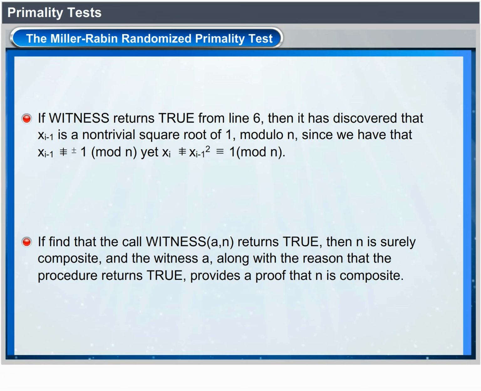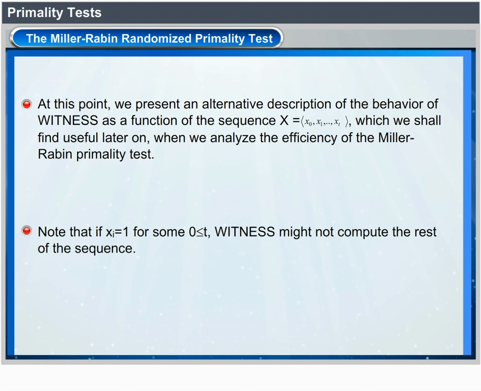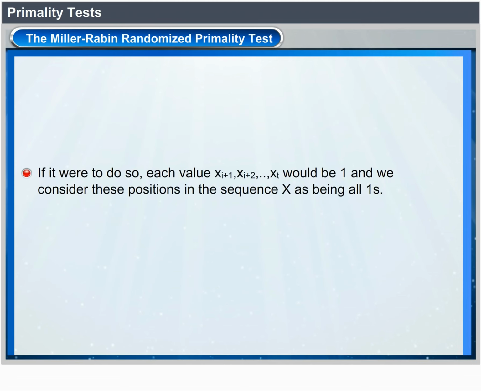At this point, we present an alternative description of the behavior of witness as a function of the sequence x equals x_0 up to x_t, which we shall find useful later on when we analyze the efficiency of the Miller-Rabin primality test. Note that if x_i equals 1 for some 0 less than or equal to i less than t, witness might not compute the rest of the sequence. If it were to do so, each value x_(i+1), x_(i+2), up to x_t, would be 1, and we consider these positions in the sequence x as being all ones.